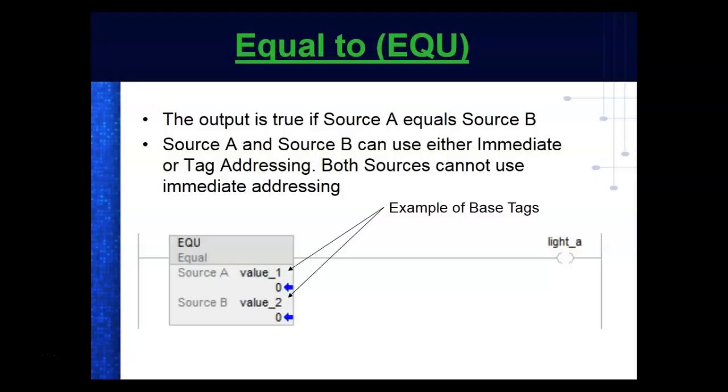So these are our compare instructions. Okay, so let's start off with equal to. The output is true if source A equals source B. Source A and source B can either be immediate or tag address, and both sources cannot use immediate address. You understand that? Odds are, I don't know, we might try, but it might not give you an error.